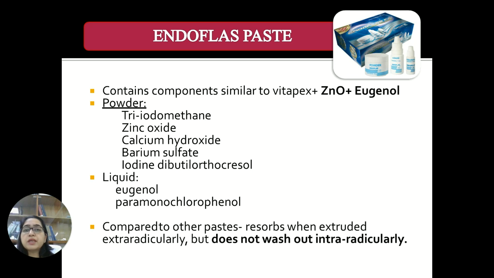A recent material is Endoflas paste. It is similar to Vitapex, but however, it also contains zinc oxide eugenol. The powder contains triiodomethane, zinc oxide, calcium hydroxide, barium sulfate, and iodine dibutylo-orthocresol. The liquid contains eugenol and paramonochlorophenol. As compared to the other paste, it resorbs when extruded extraradicularly but does not wash out intraradicularly.